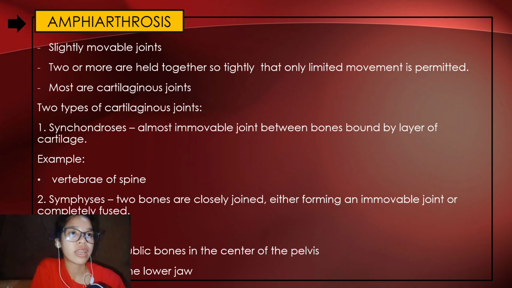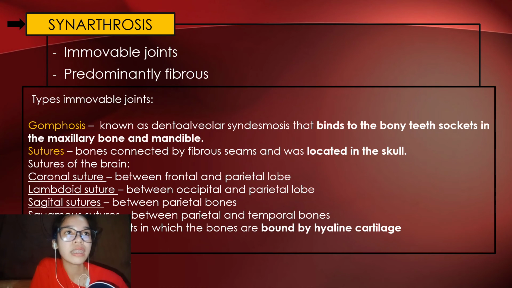So the second one is symphysis. This is two bones closely joined, either forming an immovable joint or completely fused. Example of this one is the atong pubic bones in the center of the pelvis and the midline of our lower jaw. So the last type of joints is what we call synarthrosis.